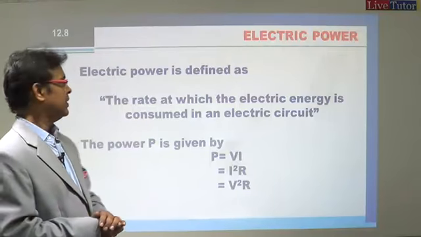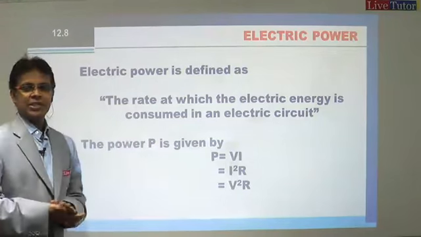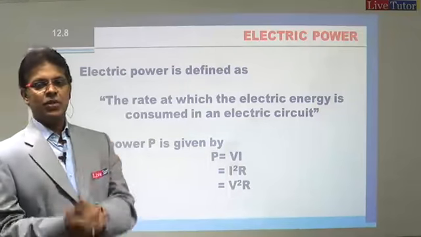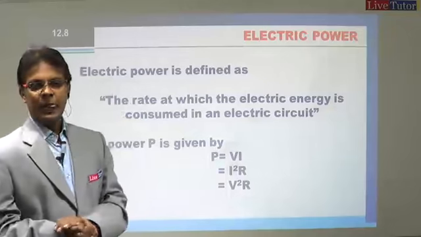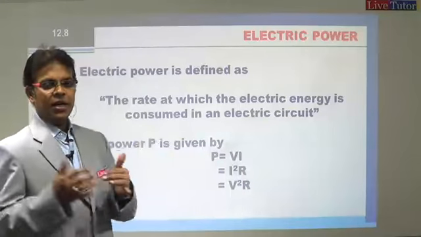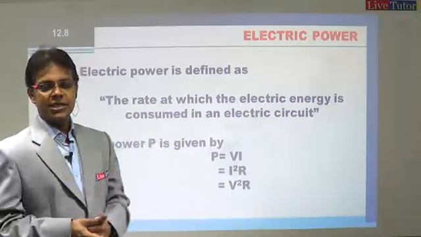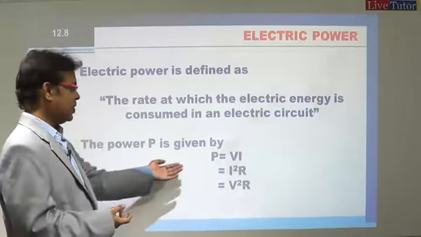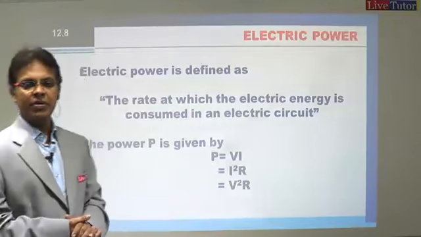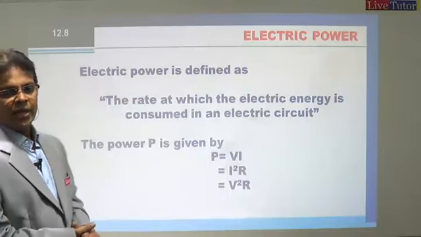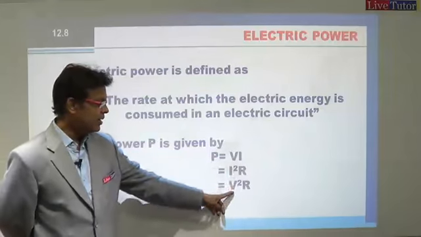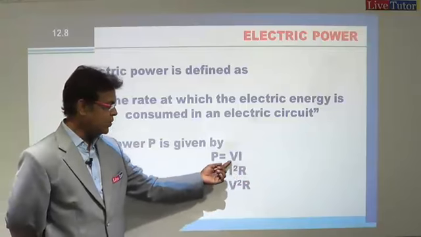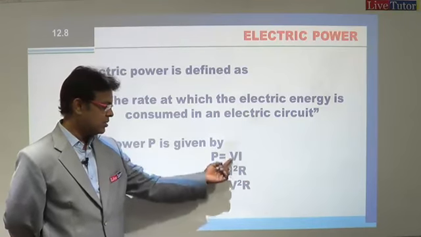So we know that electric power is the rate at which electric energy is consumed. This definition you have to remember. The proper definition is: the rate at which electric energy is consumed in an electric circuit is called the electric power. In the beginning of this session we saw that power is given by P equals V into I. These three formulae you have to remember. When you are solving numerical problems, based on the data given, you can use any of these three.